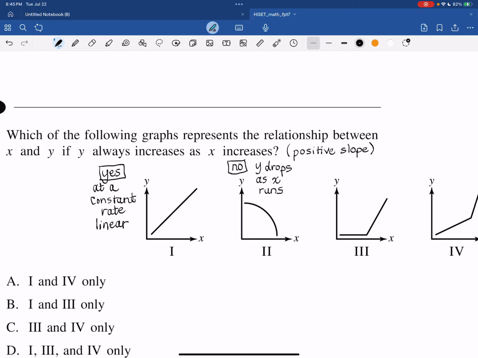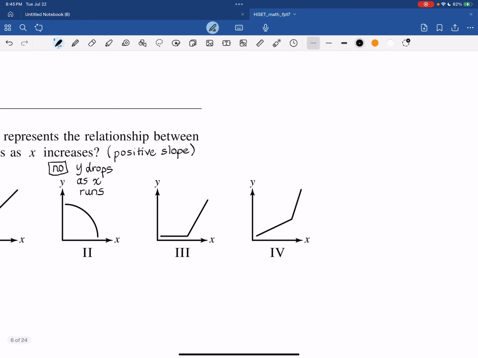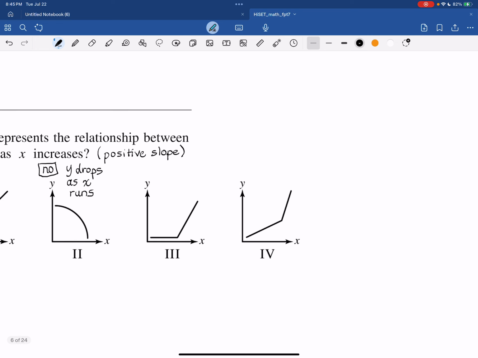Be very careful with 3 and 4. I will tell you, one of them is a yes and one of them is a no. And we have to figure out which one it is. So we know that we want positive slope. So I'm seeing positive slope right here. Definitely. Let me make that a little smaller. Right there is positive slope.